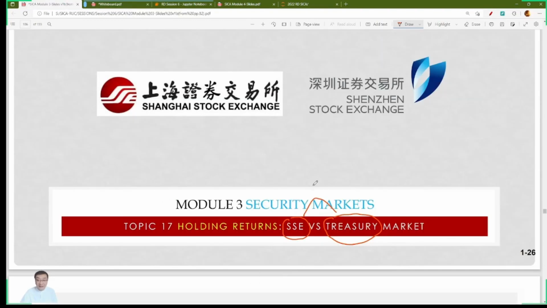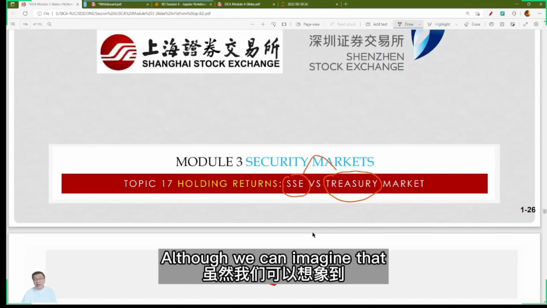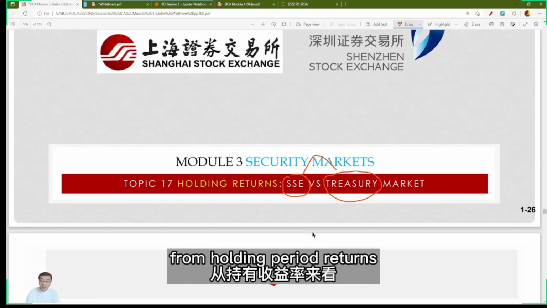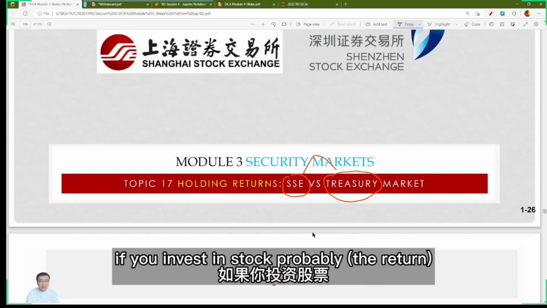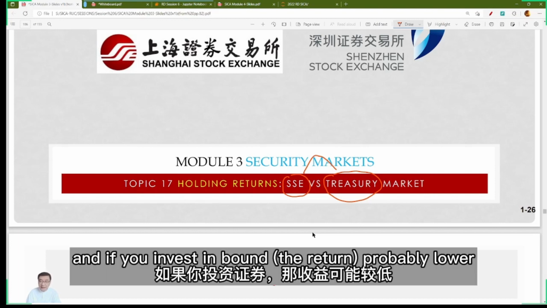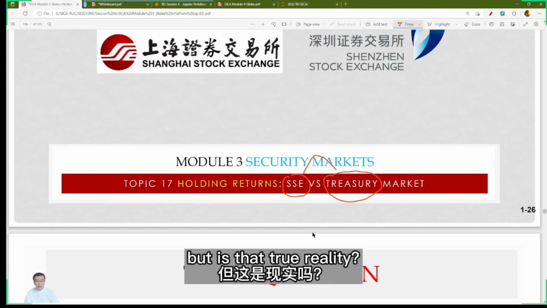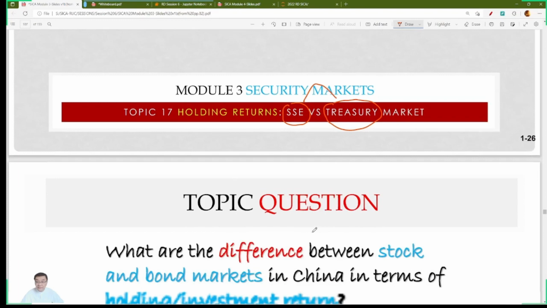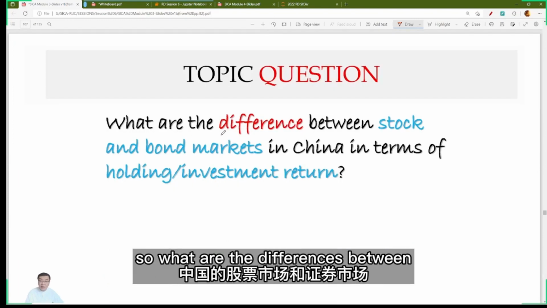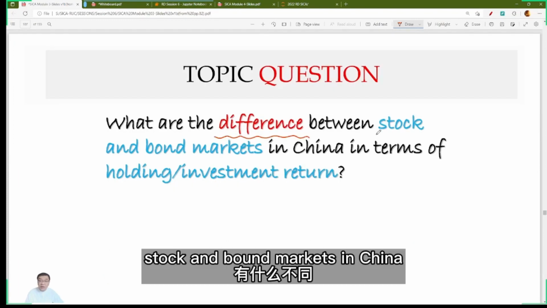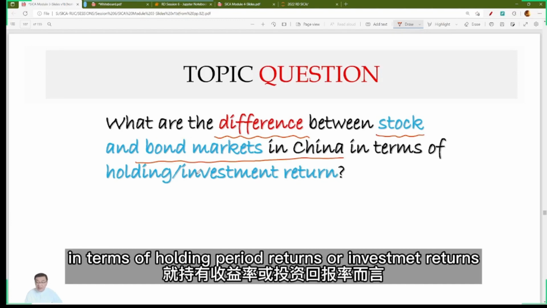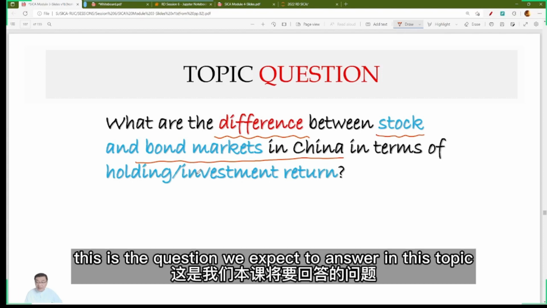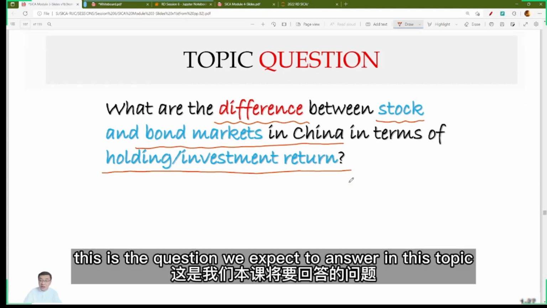Okay. Well, although we can imagine that from holding period returns, if we invest in stock, probably maybe higher. And if we invest in bond, probably lower. But is that true in reality, especially in this year or other years? Let's look at the question in this topic first. So what are the differences between stock and bond markets in China in terms of holding period returns or investment return? This is the question we expect to answer in this topic.